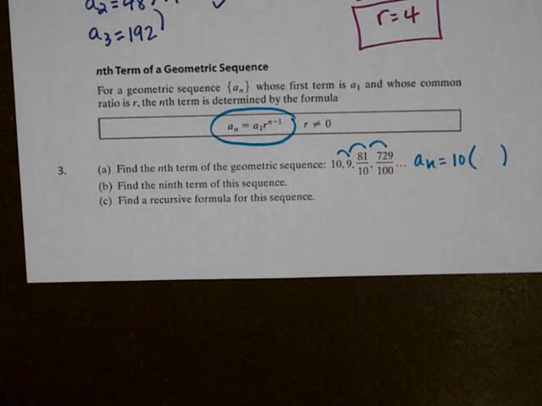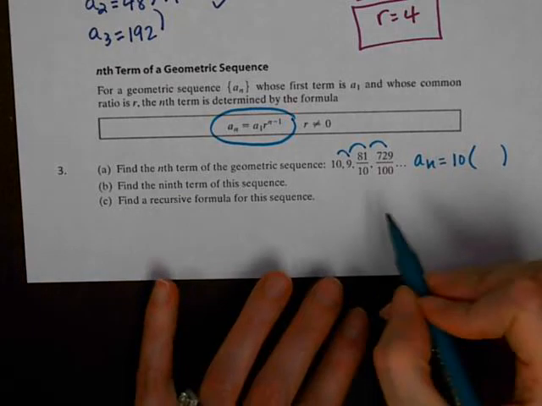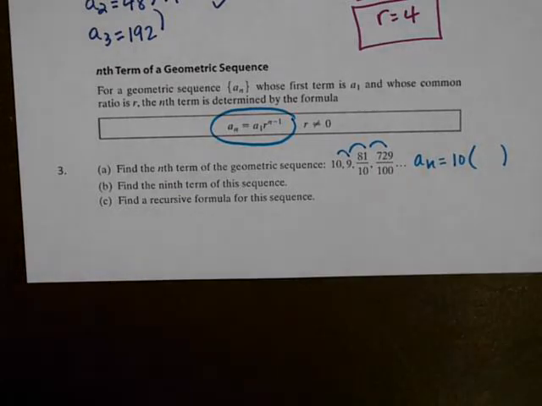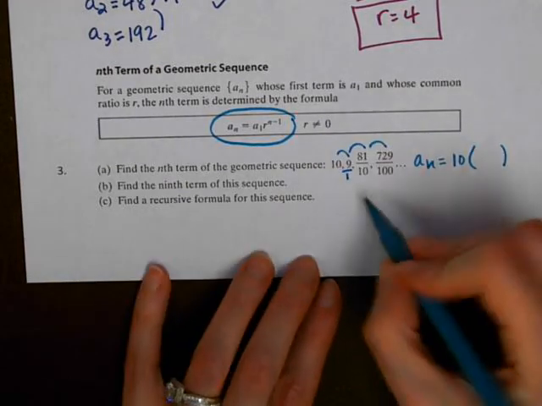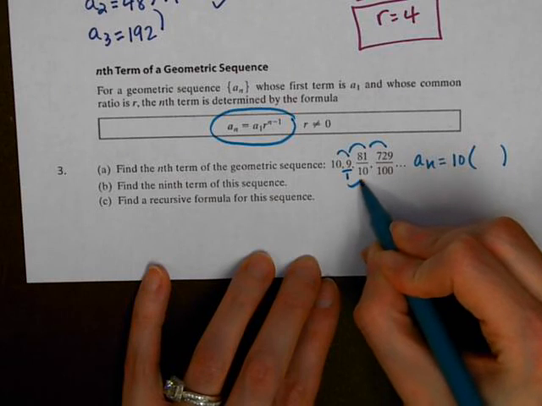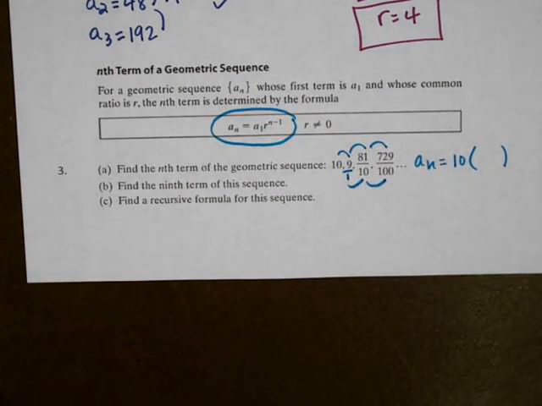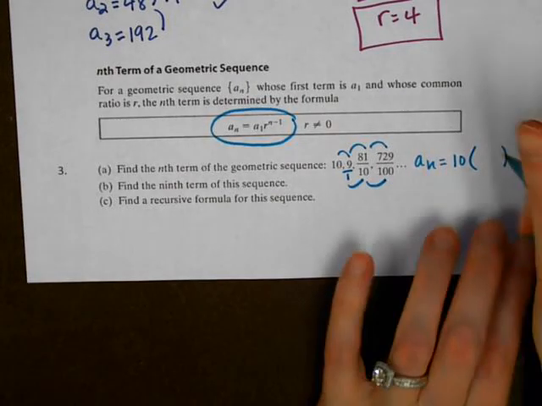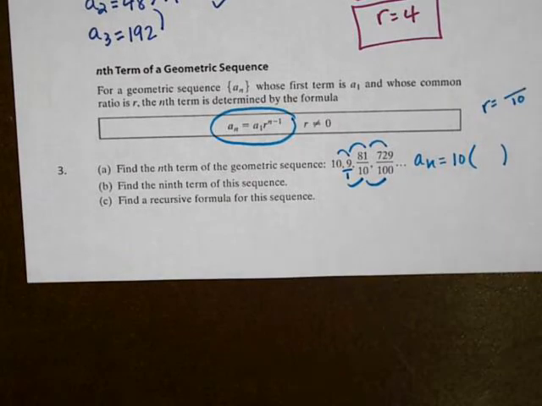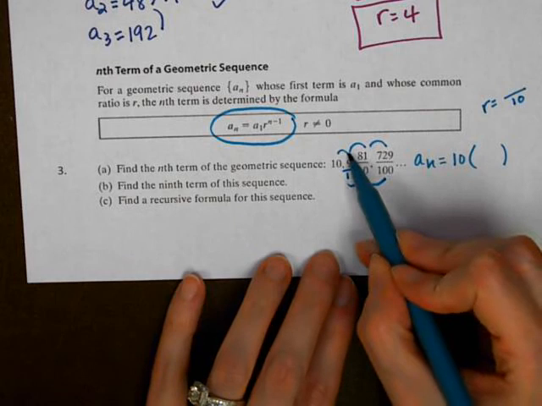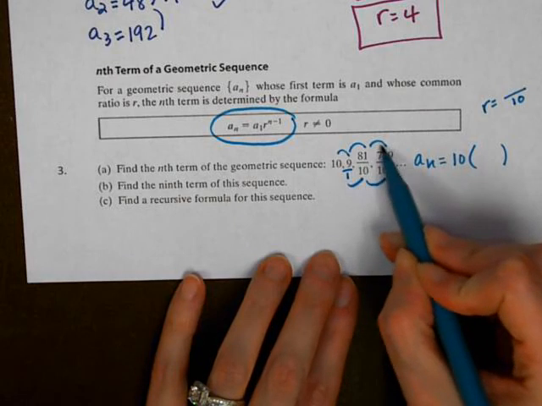Let's see. Sometimes, if I get stuck, I like to find one that I can see kind of easy and then go from there. So like, what if this was over 1? It looks like on the bottom we're multiplying by 10 every time. So I think our r is going to have something with a 10 in the denominator, and it looks like on the tops we're multiplying by 9.